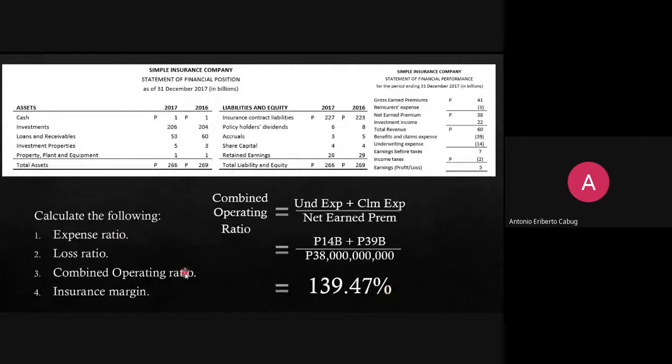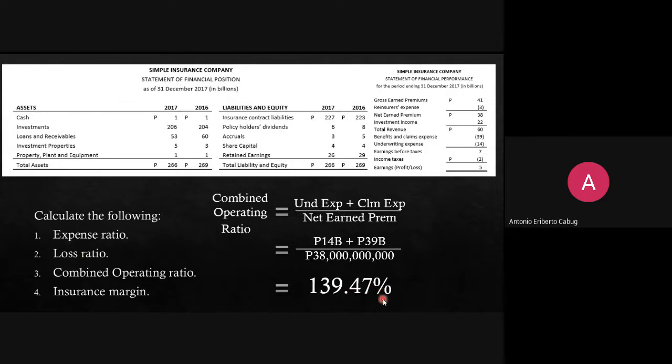So it's very important that you distinguish expense from loss. Expenses are recurring regularly with more predictability because they are related to running the insurance company. Losses are those that are not as predictable because they pertain to the damages that the insured has suffered that the insurance company must compensate. So expense ratio, loss ratio. Combine the two, you have the combined operating ratio.